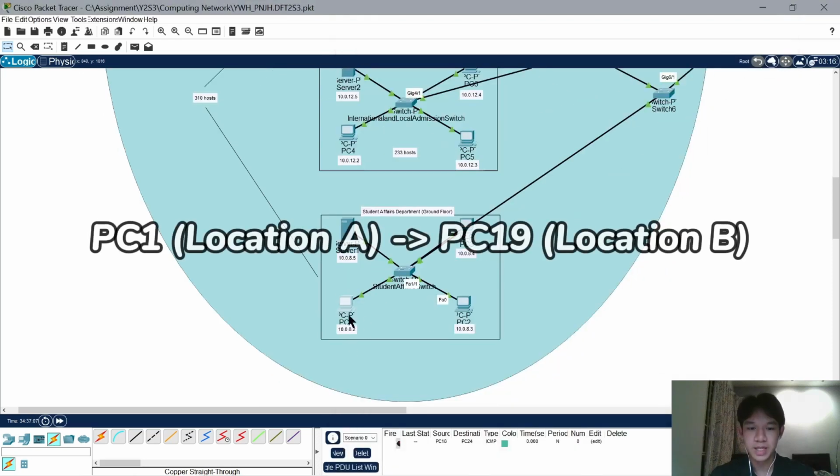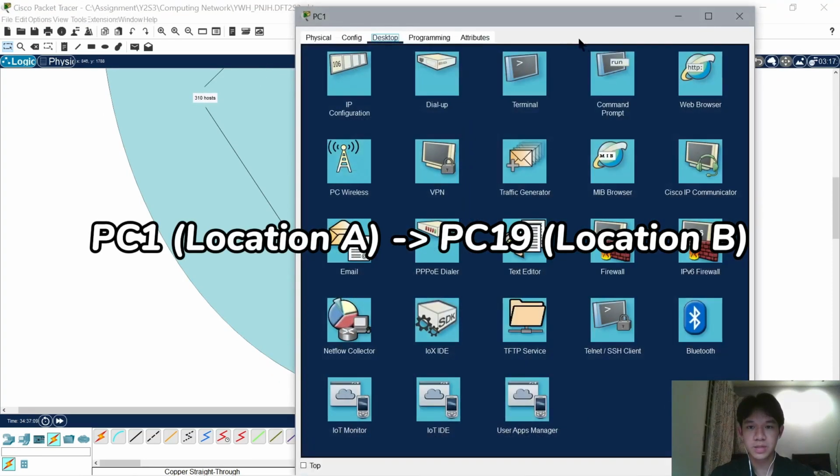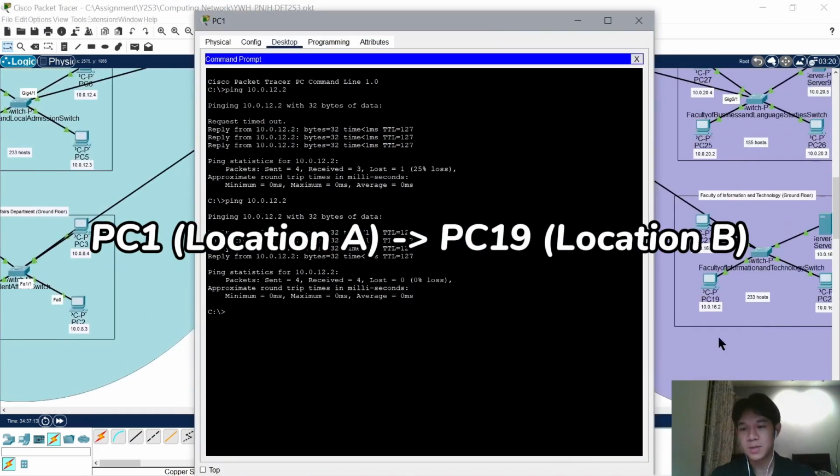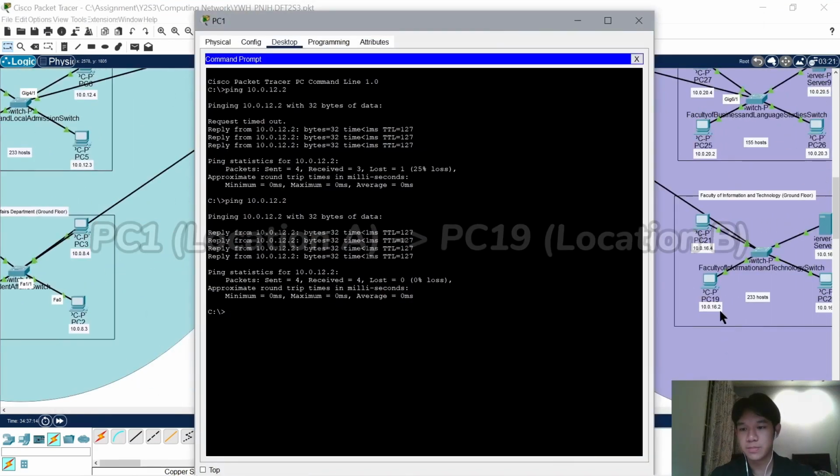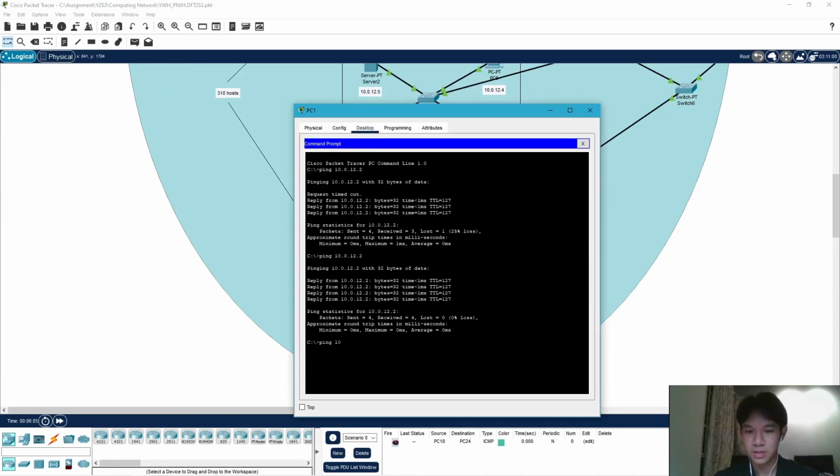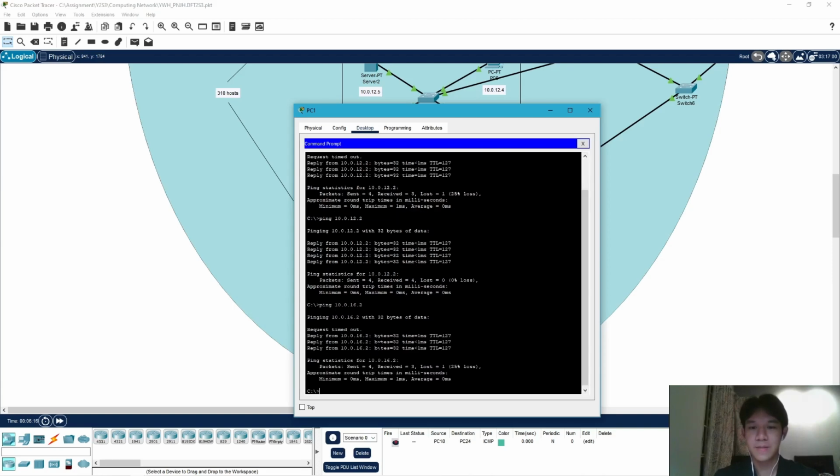I will use the same PC1 again to transfer to other PCs from another location, location B, 10.0.16.2, which is considered successful. So that is all for my ping part.